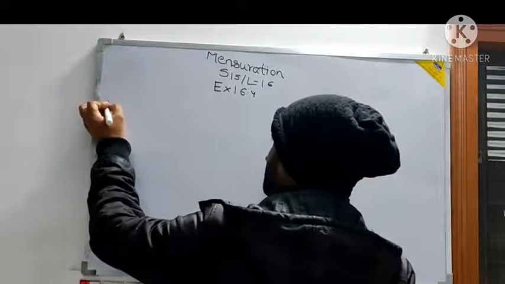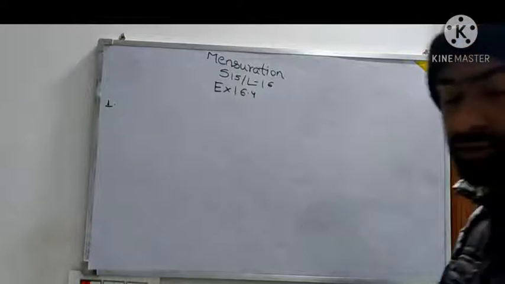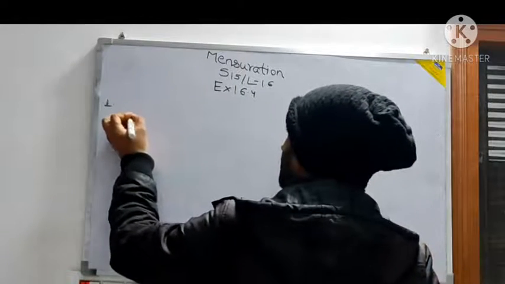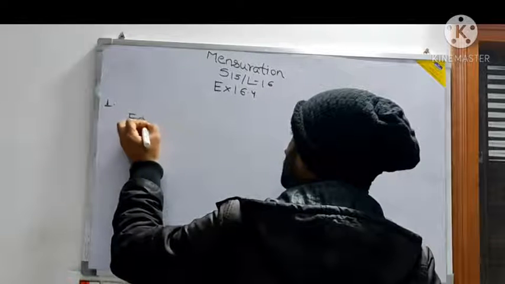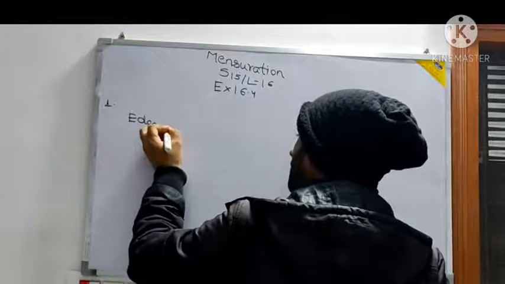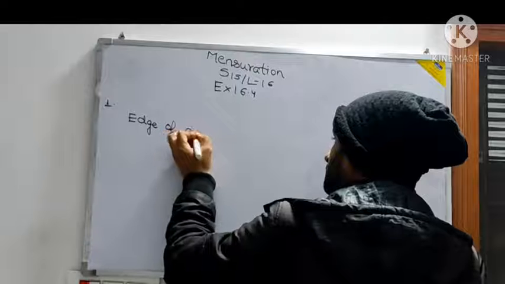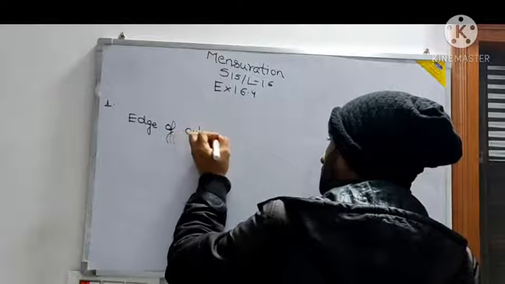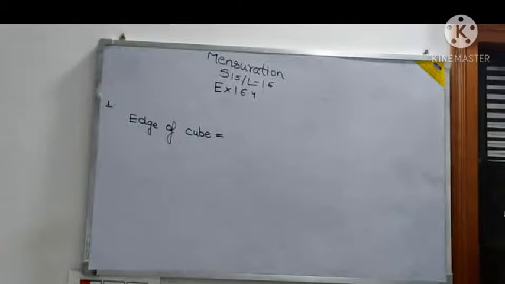So I'm starting with exercise 16.4. First question I'm taking up is a very easy question, but still, to start off, question number 1. It says, find the surface area and volume of a cube whose edge is given. This might look like a class 8 question. The edge of the cube is given as 7 centimeter. That means the side.